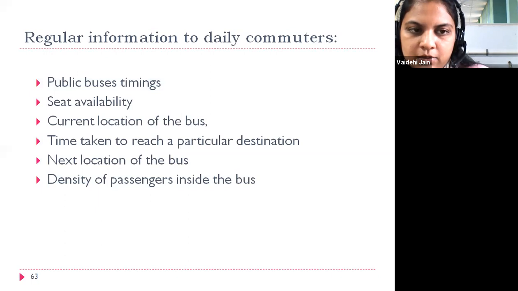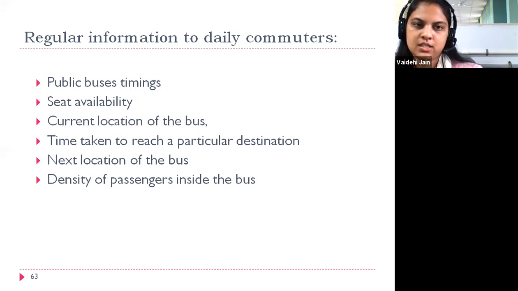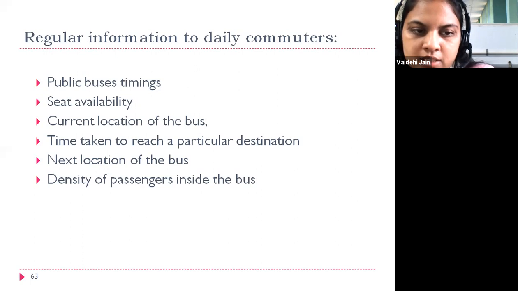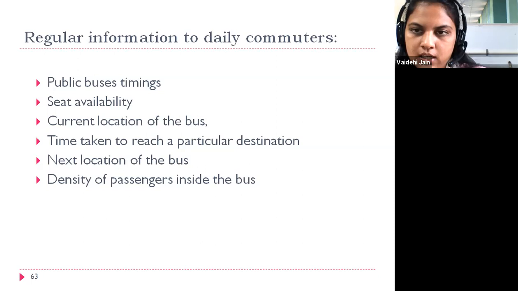There are some real world applications for daily commuters going from one place to another by using public transport. We also have this type of intelligent system in our country: the public bus timings, the seat availabilities, the current location of that bus, the time taken by that particular bus to come to your destination, then the next location of that bus. This type of information regarding public transport we are getting. This is again a real world application of an intelligent transport system.